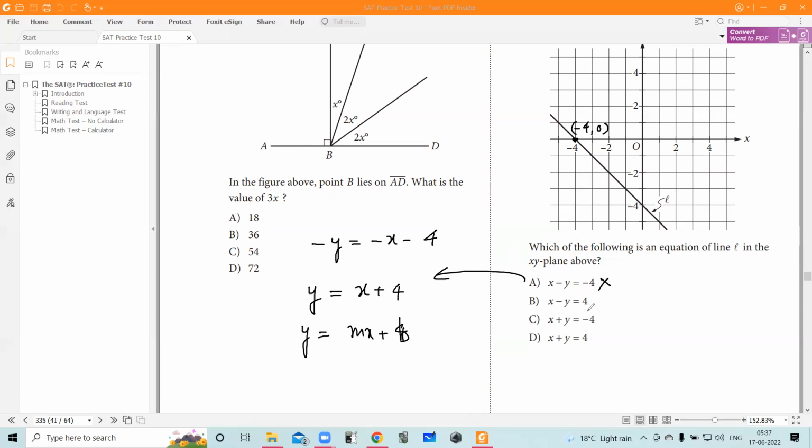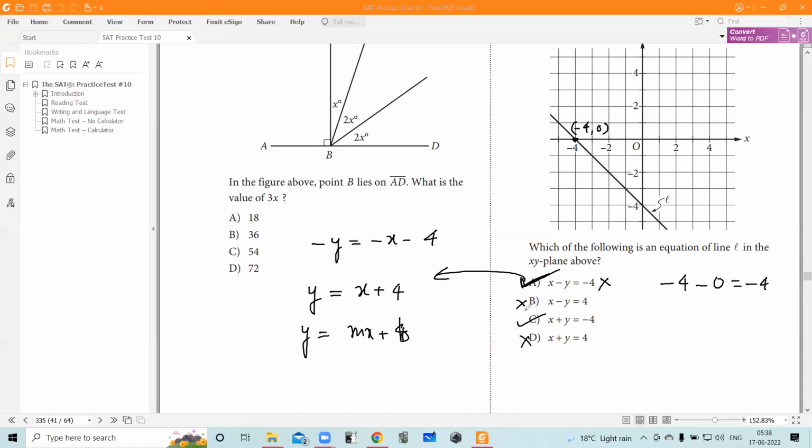So you can plug in -4, 0: -4 minus 0 equals -4. This is working. But maybe there's one more equation that is working. -4 minus 0 equals 4? This is not working, because -4 is not equal to 4. So -4 plus 0 equals -4. This is also working. And -4 plus 0 equals 4? This is not working.